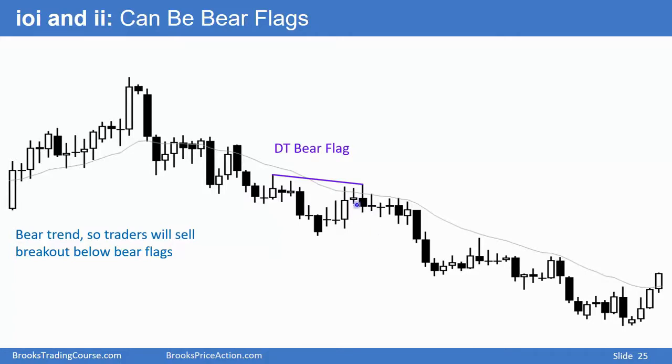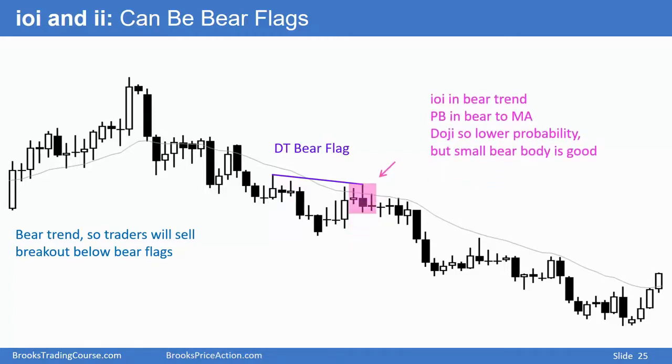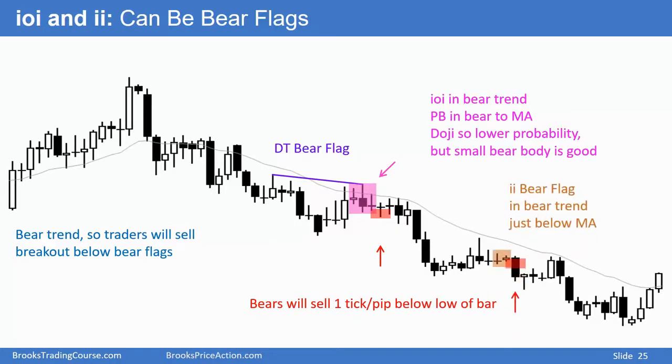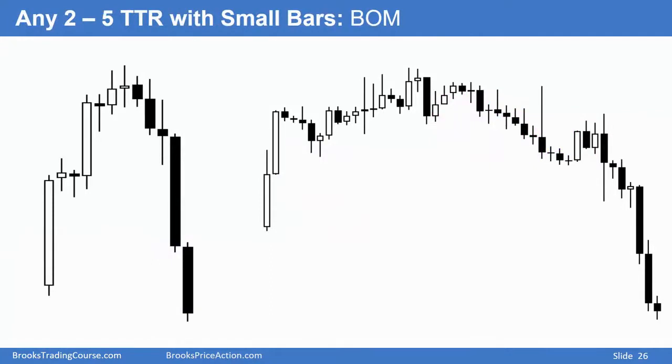This is an IOI, so we have an inside bar following an outside bar, and it's just below the moving average. It does not have a bear body, but it does not have a bull body. I think it's a reasonable sell setup. Bears will place a stop order to sell just below the low of that bear bar, and they get short there. Same thing over here. Again, we have an IOI over here. Just below the moving average, bears will sell with a stop just below the low of that bar.